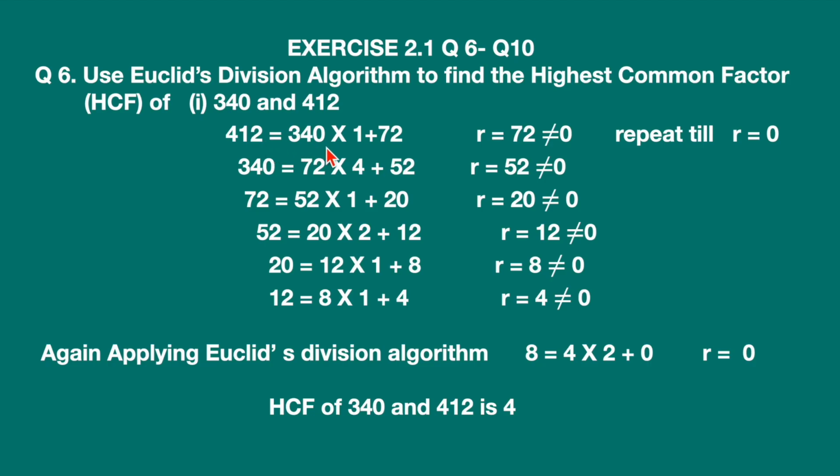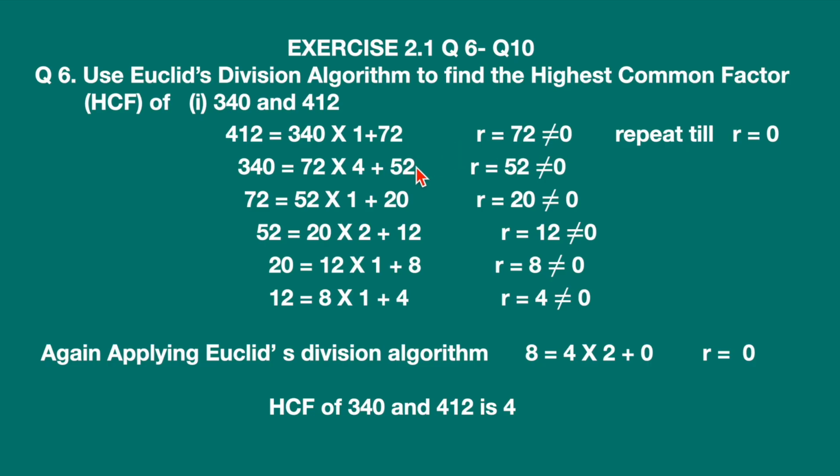Now if you do the division, you will get the quotient and the remainder. So Q is 1 and remainder is 72. So this is written in the form of A is equal to BQ plus R. That is Euclid's lemma form. Always be careful. You should take the higher number as A and the lower number as B. Now here you can see that this remainder 72 is not equal to 0.